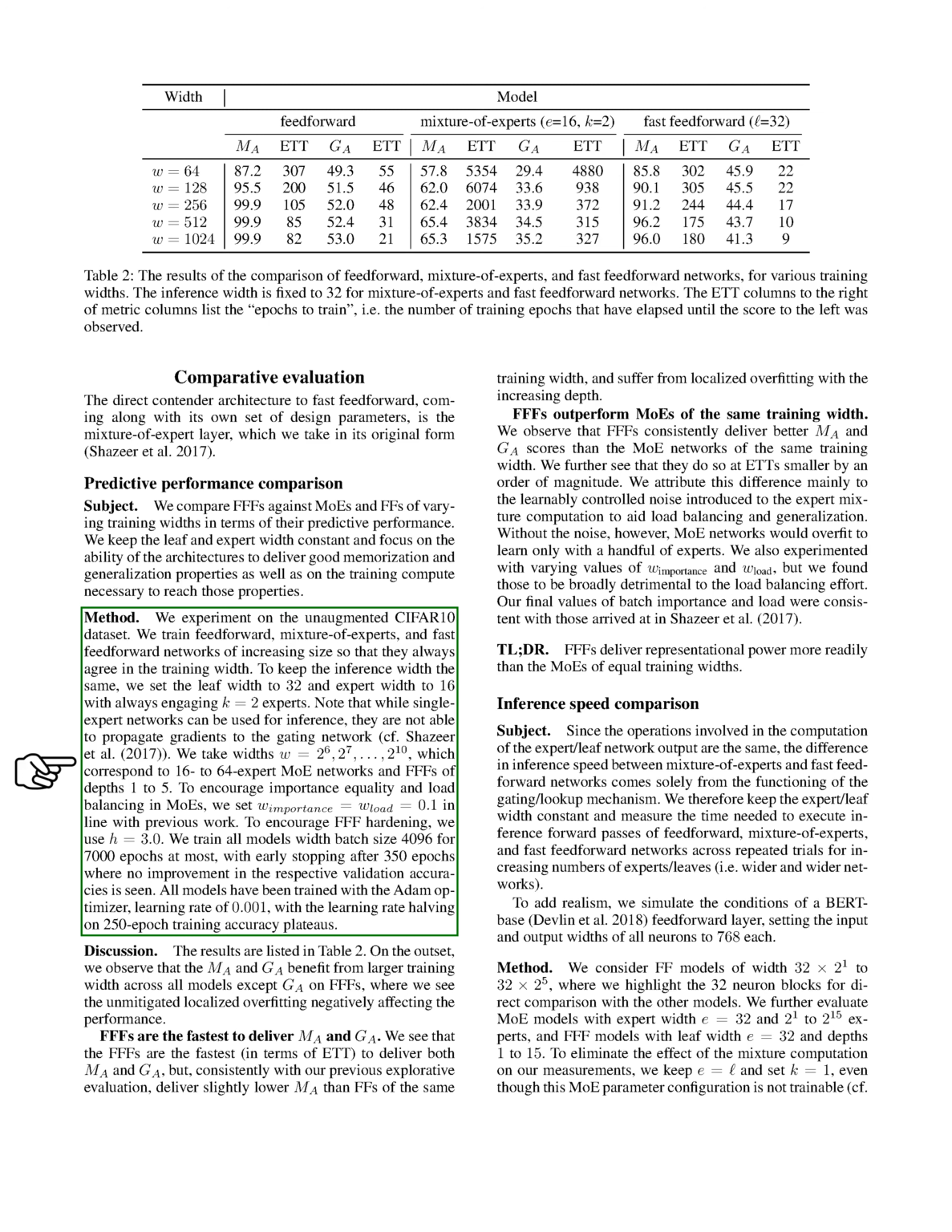involving two experts. It's important to note that while networks with a single expert can be used for inference, they can't propagate gradients to the gating network. We used widths ranging from 2 to the power of 6 to 2 to the power of 10, which corresponds to MoE networks with 16 to 64 experts and FFFs with depths ranging from 1 to 5. To promote equal importance and load balancing in MoEs, we set both the importance and load weights at 0.1, following previous research. To encourage FFF hardening, we used a value of 3.0.